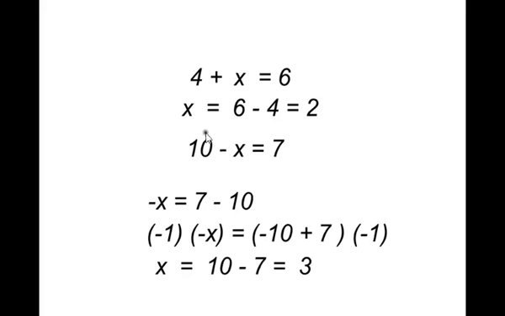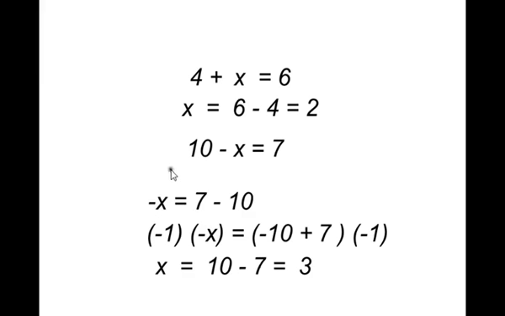Now, for subtraction, it's the same process. 10 minus x equals 7. And you don't know what x is. So you've got this minus x here, and you just simply take the 10 and subtract it out of both sides. So you get rid of it from this side, and you've got 7 minus 10.